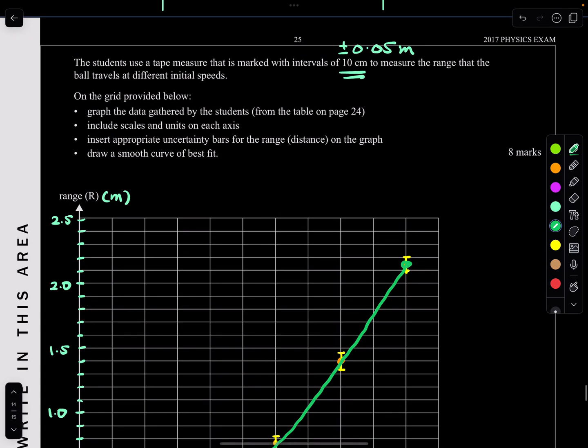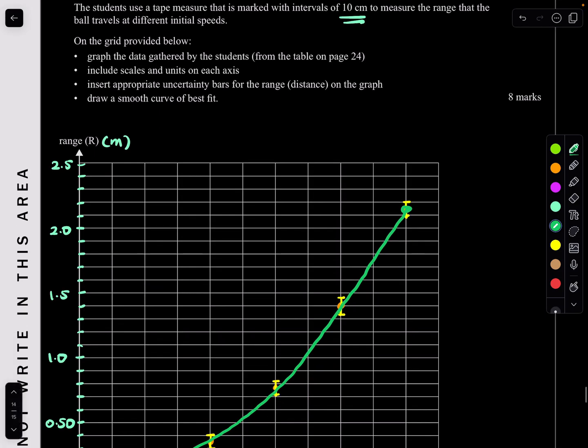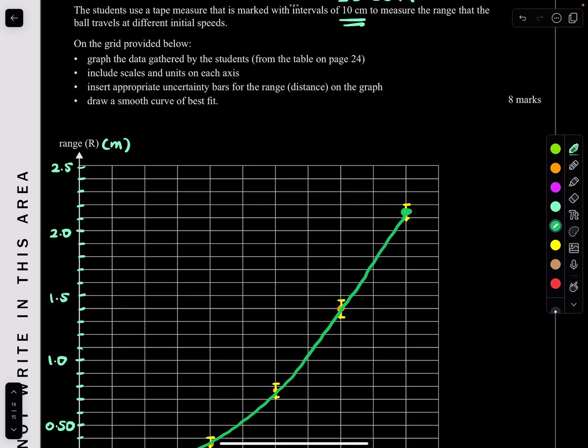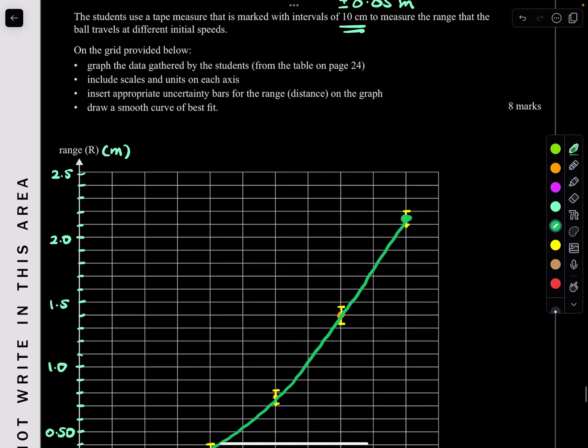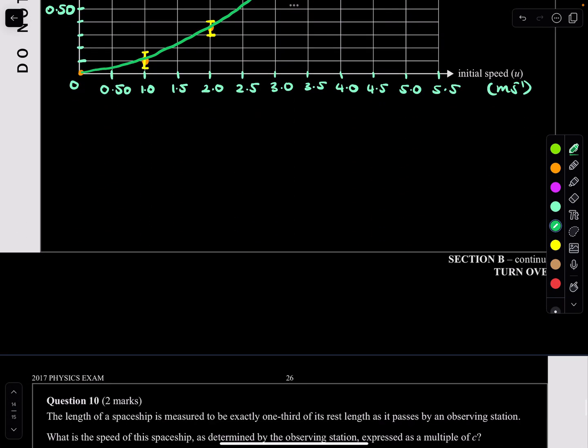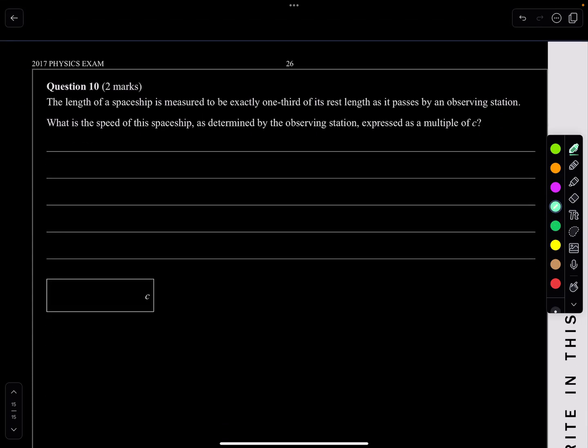Do we have everything? Do we have the graph, the data? Yep. Include scales and units. Yep, the scales and units. Insert appropriate uncertainty bars. Looking good. And draw a smooth curve. This is a nice smooth curve. Beautiful. Last question for today.